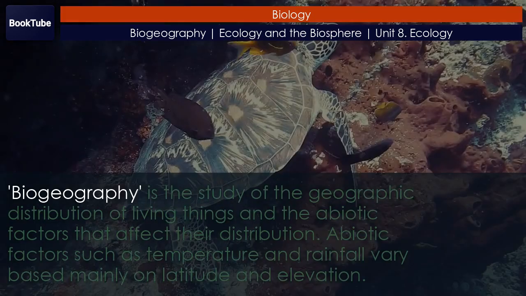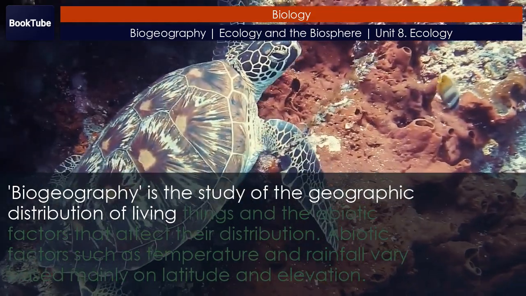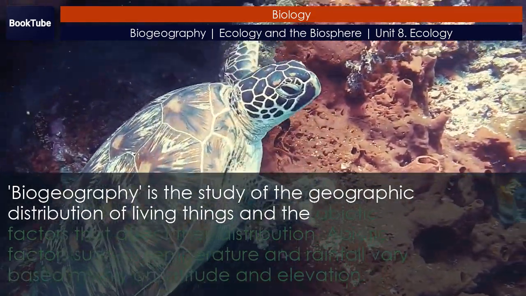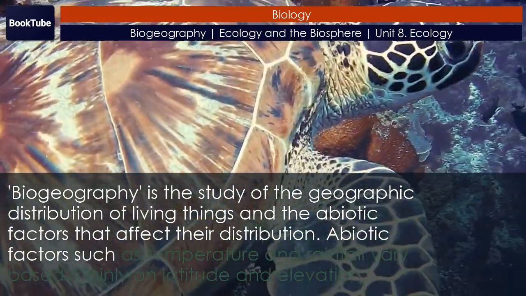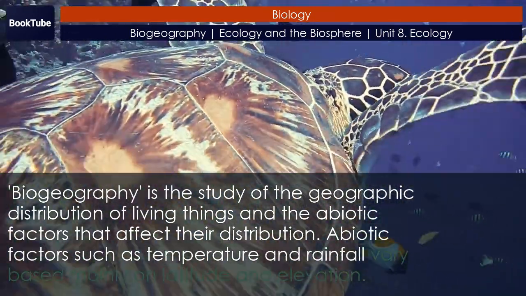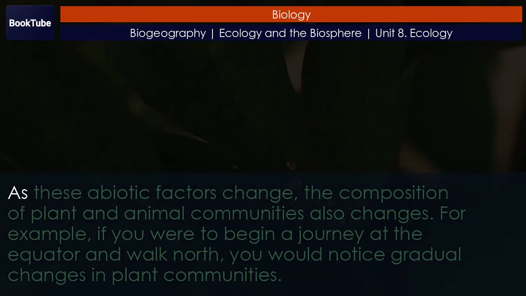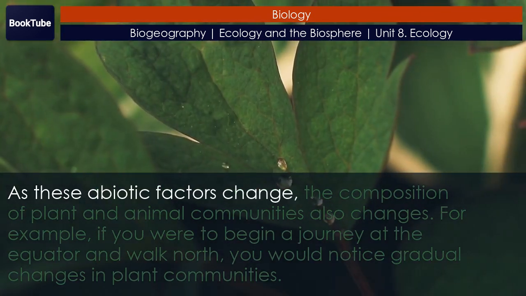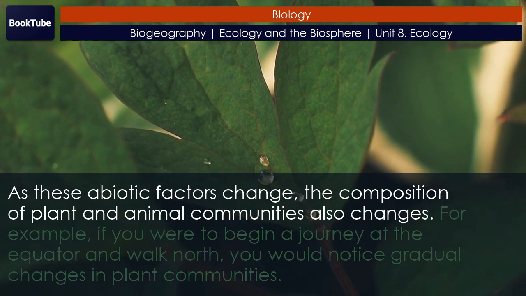The abiotic factors influence the distribution of biomes, large areas of land with similar climate, flora, and fauna. Biogeography is the study of the geographic distribution of living things and the abiotic factors that affect their distribution. Abiotic factors such as temperature and rainfall vary based mainly on latitude and elevation. As these abiotic factors change, the composition of plant and animal communities also changes.